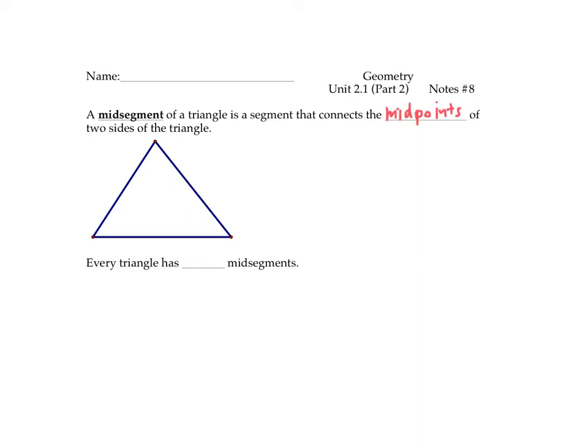So in the triangle that we see here, if we're given information that point M on this side of the triangle is a midpoint, we can say that those two segments are congruent. And let's say point N is a midpoint of this side of the triangle. Then line segment MN is what's called a midsegment.